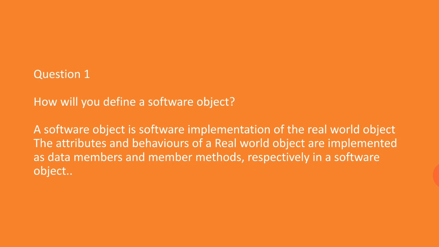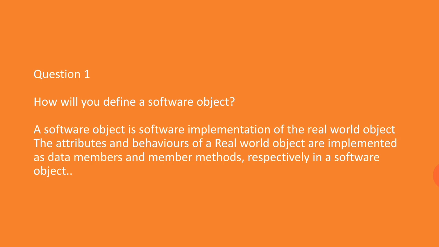Now question 1, how will you define a software object? So I think everybody is clear about it, that whatever exists in the real world, all the living things, all the non-living things also, they are also the real world objects. And what do they have? They have certain behavior and the attributes.